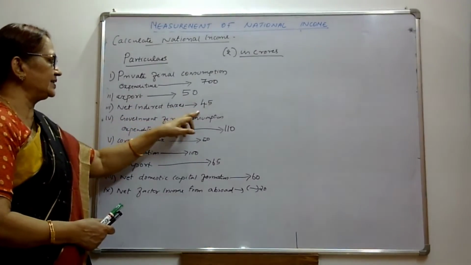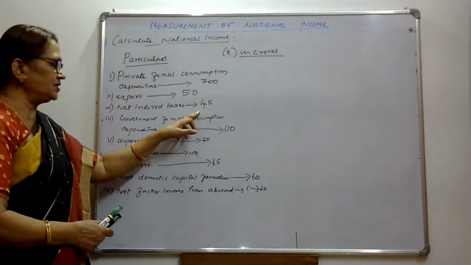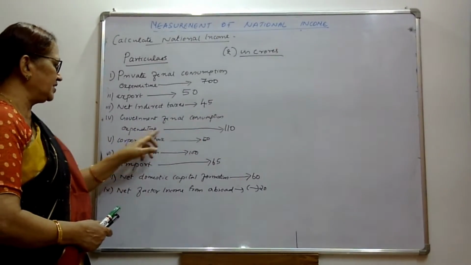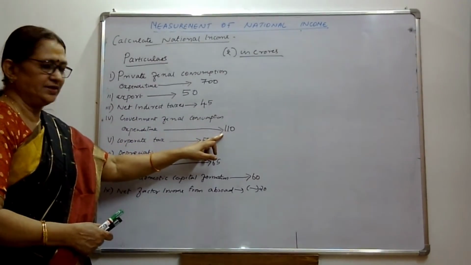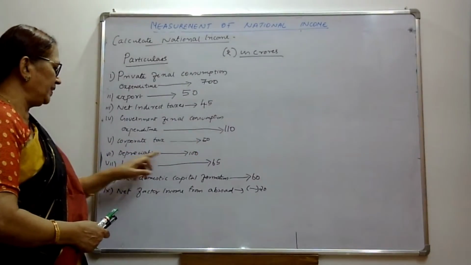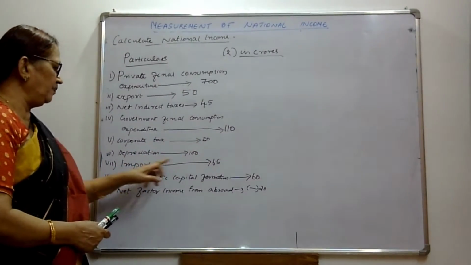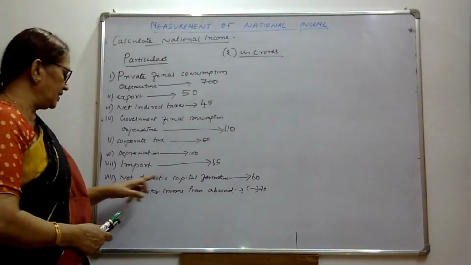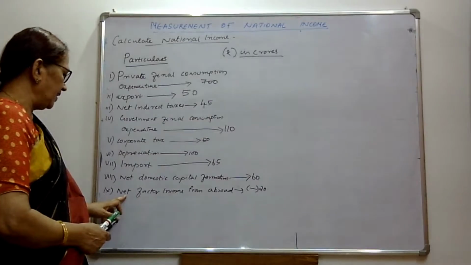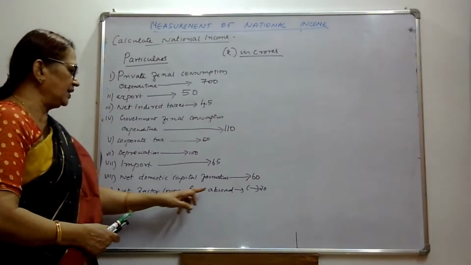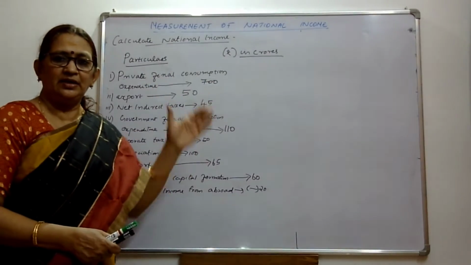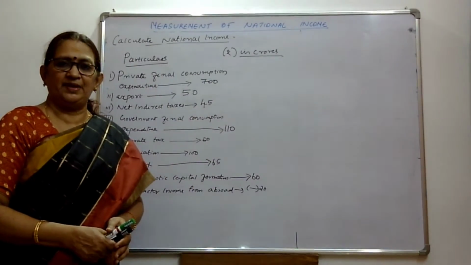Net indirect taxes 45 crores, amount given in crores. Government final consumption expenditure 110 crores. Corporate tax 50 crores. Depreciation 100. Imports 65 crores. Net domestic capital formation 60 crores. And NFIA, net factor income from abroad, negative 20. These all are the particulars given here.